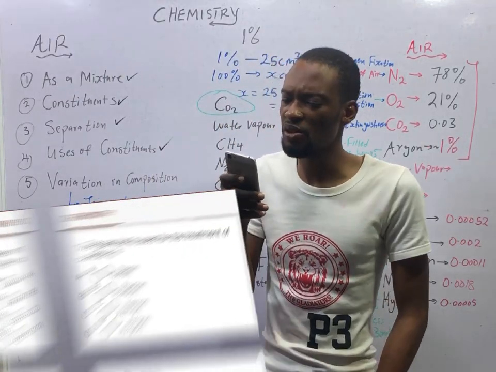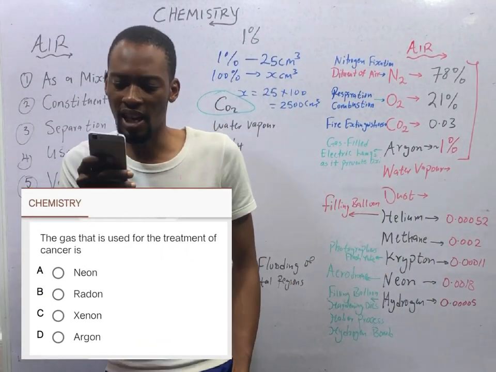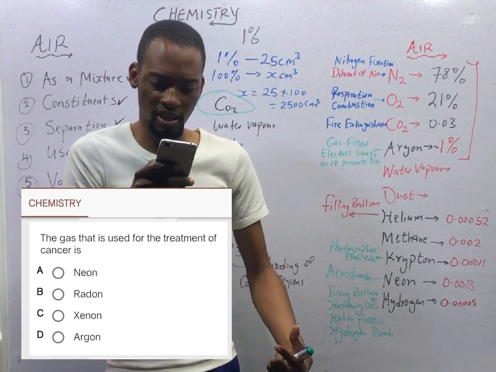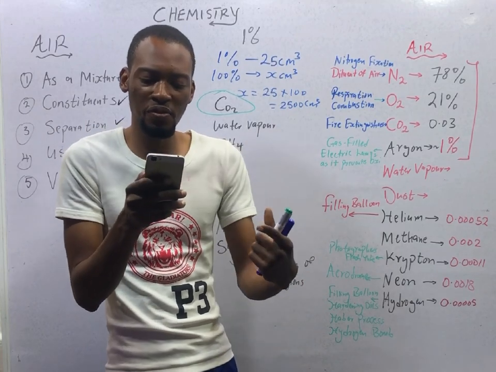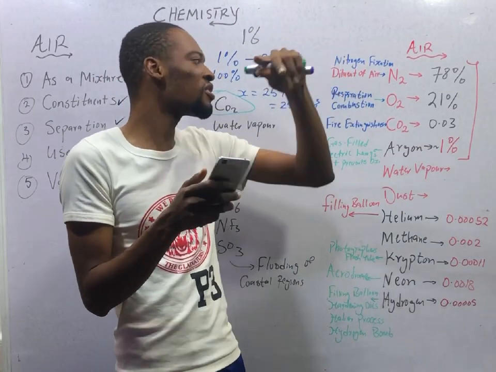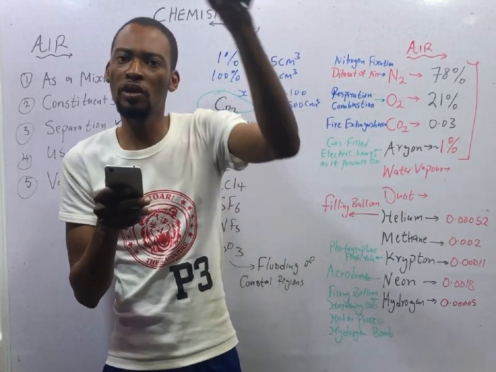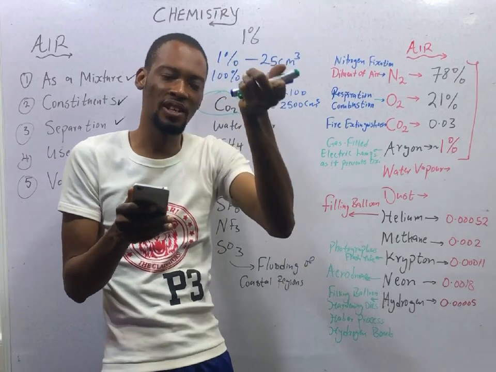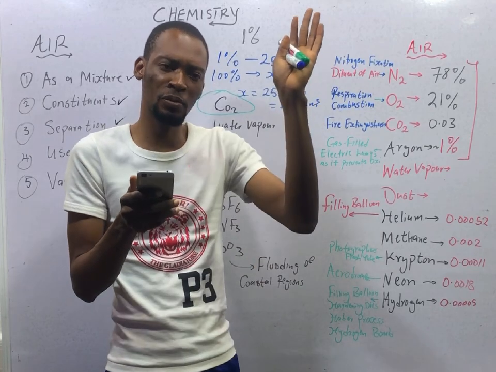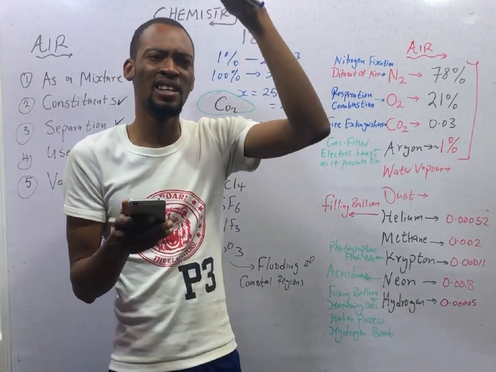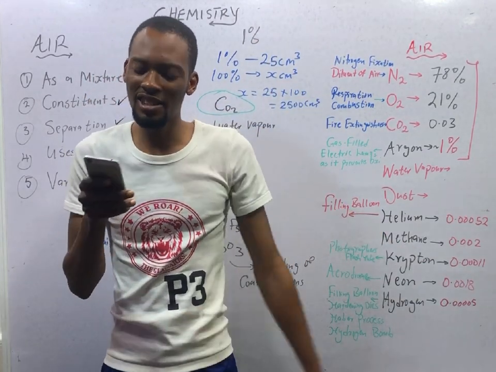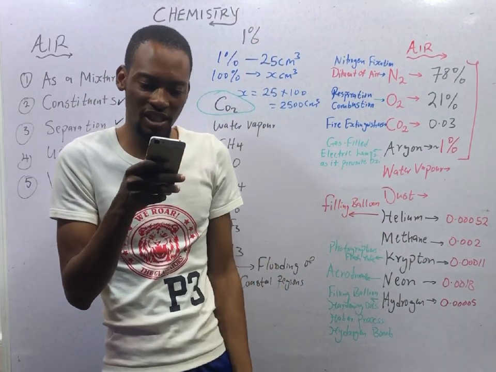The gas that is used for the treatment of cancer is dash. Radon is a radioactive material and it can be used to treat cancer. And the gas that is useful in protecting humans against solar radiation is ozone. Ozone is a gas in the atmosphere, a combination of gases which form a layer around the atmosphere. If you ever boarded a plane before, when the plane is flying, it goes above the atmosphere, and you see the ozone layer covering the earth on the ground. It is a very interesting experience.